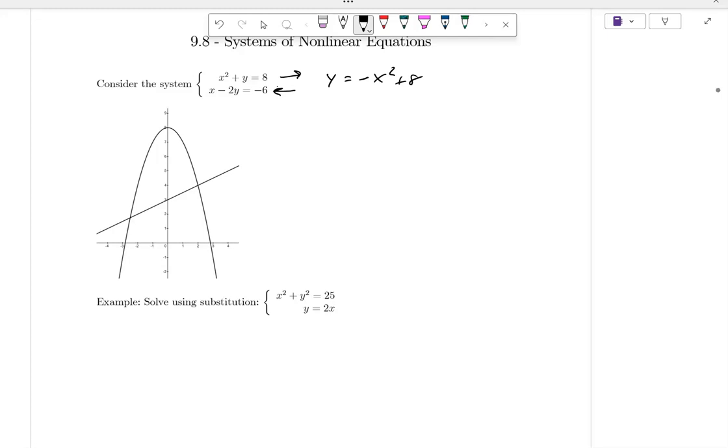Notice that if we're looking for the solution to the system, we're looking for where those graphs cross each other. So looking at the picture here, how many solutions do you think we're going to get? Two, right? That's different than systems of linear equations.